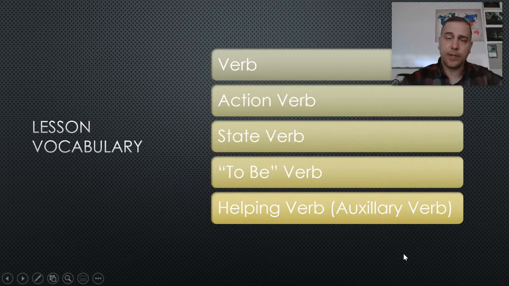Now, hopefully, from reviewing that, you know the terms verb, action verb, state verb, to be verb, and helping verb.